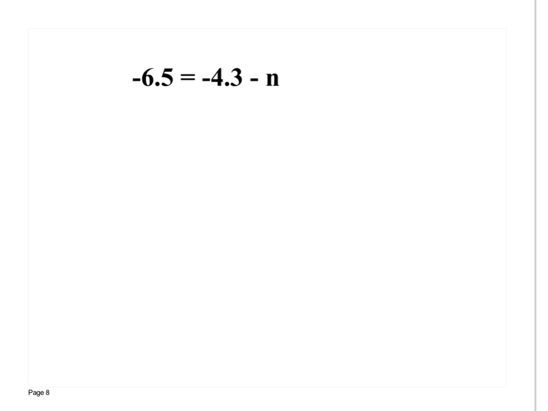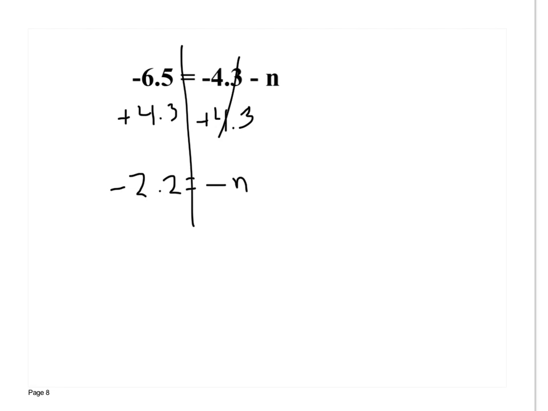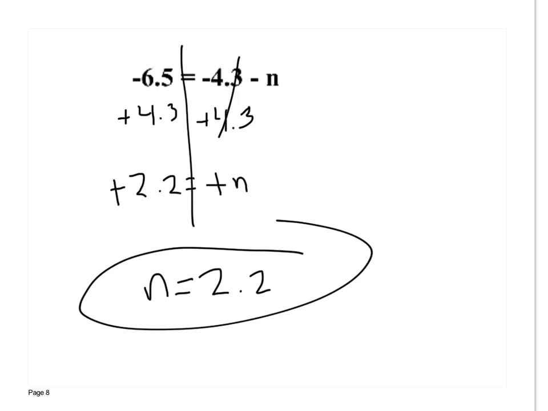We have negative 6.5 is equal to negative 4.3 minus n. So I have to get n by itself. So I would add 4.3 to both sides. That leaves me with negative 2.2 on this side and negative n on the other side. Remember, I change the sign for my variable, I have to change the other sign. If it was positive, make it negative. If it's negative, make it positive. So n is equal to what? 2.2.